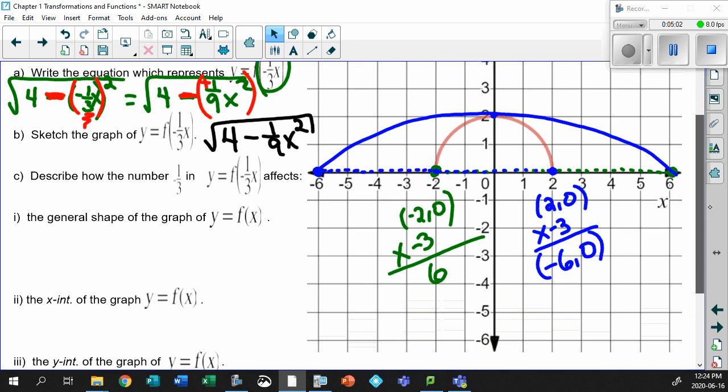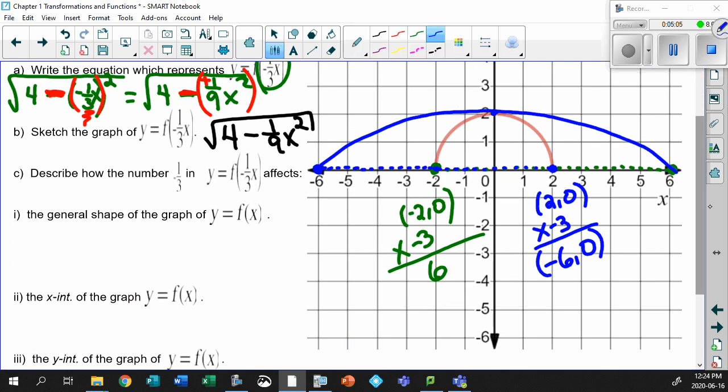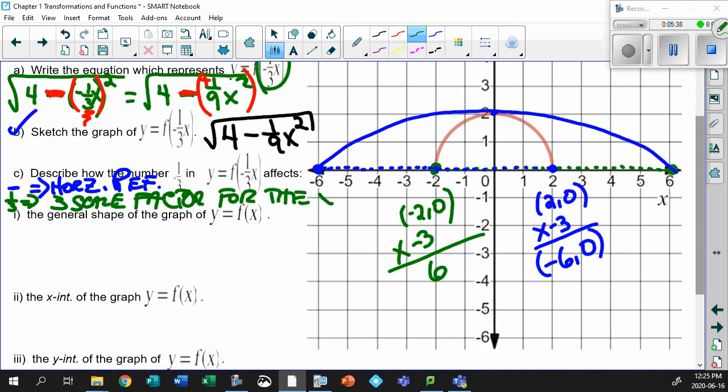So let's go to this one. Sketch the graph. Guess what? We did that first. Oops. Oh, well. Describe how the number 1/3 affects this. Well, the number 1/3, think about it. First, you have a negative, which means that this is going to be a horizontal reflection, right? That's the first thing that's going to happen. The second thing that happens here is you have to remember this 1/3 becomes 3. So this is our new scale factor for all of the x points, for the x's.